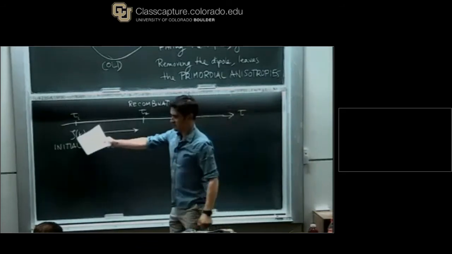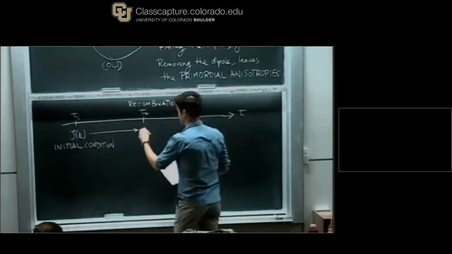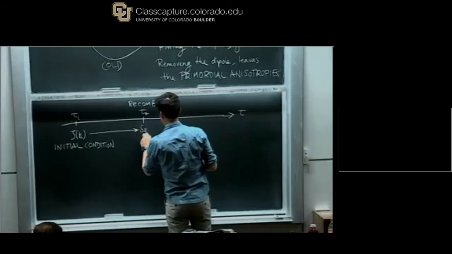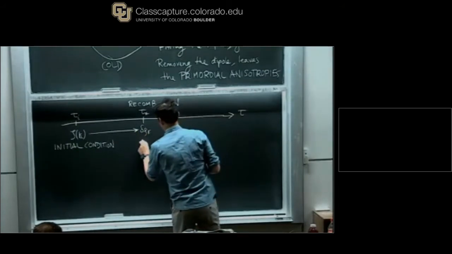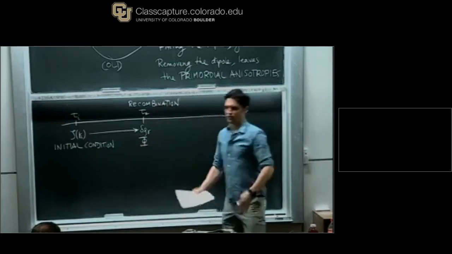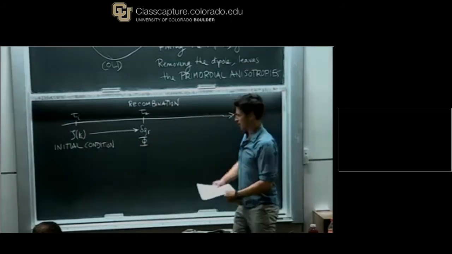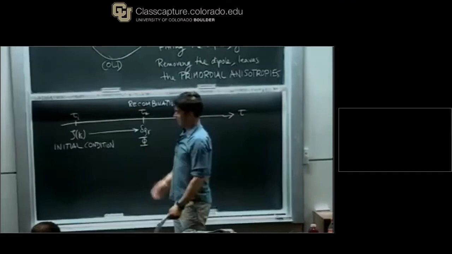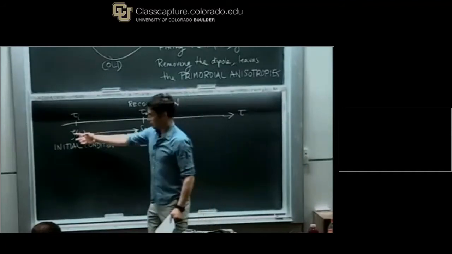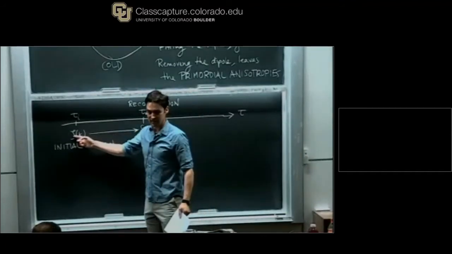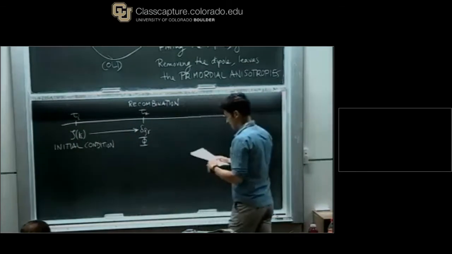At that moment in time, these initial fluctuations will be related to fluctuations in the density of photons, fluctuations in the gravitational potential, fluctuations in the density of dark matter, and so on. They're all coupled to each other through the Einstein equations. And for adiabatic initial conditions, they're all related to a single initial condition, scalar mode, this zeta.